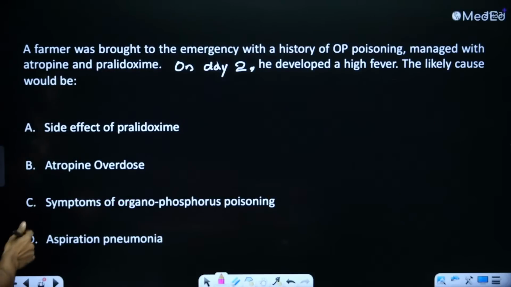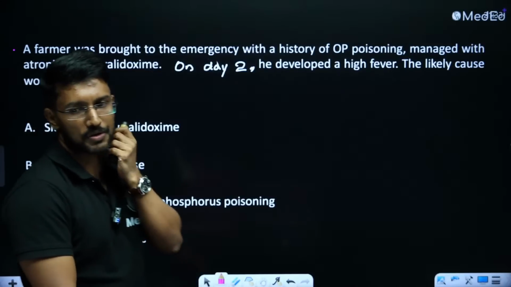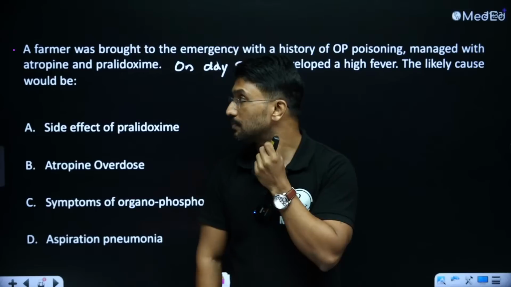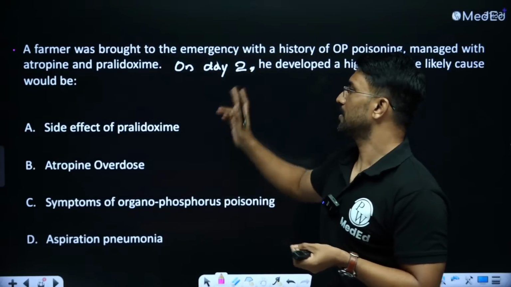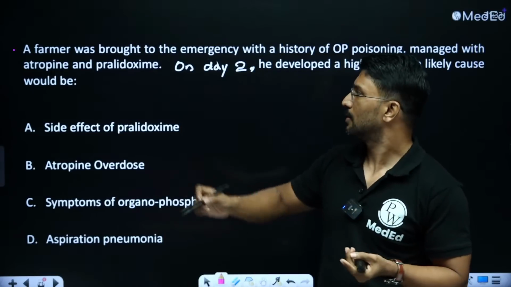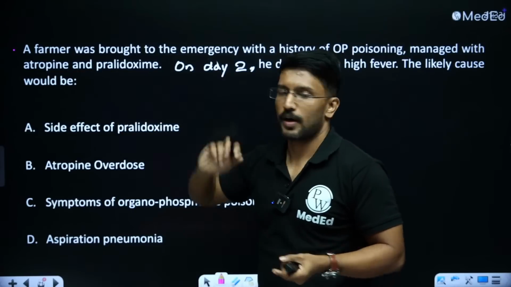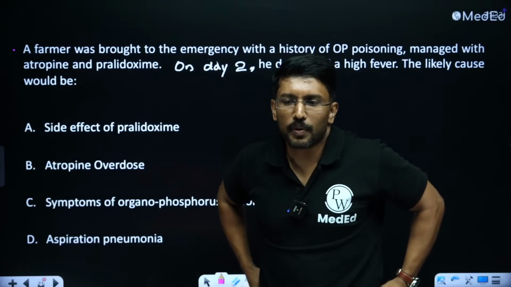Okay. Next one. A farmer brought to the emergency with history of OP poisoning managed with atropine and pralidoxime. On day 2, he developed high fever. What is the likely cause? It's a very simple pharma question. So what do you think should be the answer here? OP poisoning, mainly we treat them with atropine and pralidoxime. Okay, so what is the current status of pralidoxime?